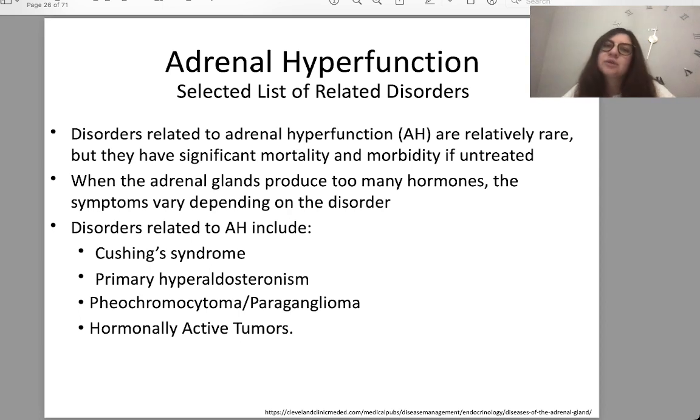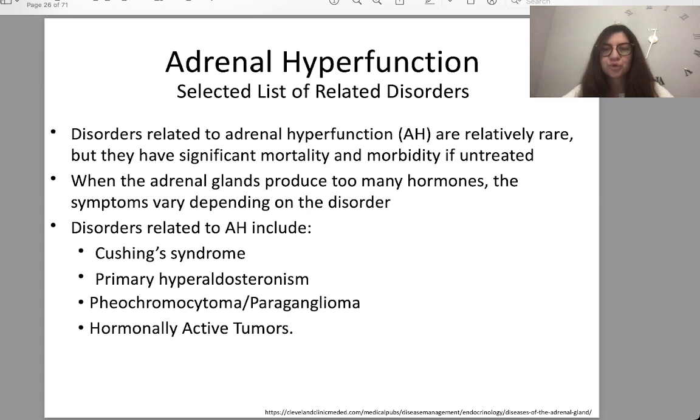And next syndrome for today, next disorder, it is adrenal hyperfunction. Disorders related to adrenal hyperfunction are relatively rare, but they have significant mortality and morbidity if untreated. When the adrenal glands produce too many hormones, the symptoms vary depending on the disorder.